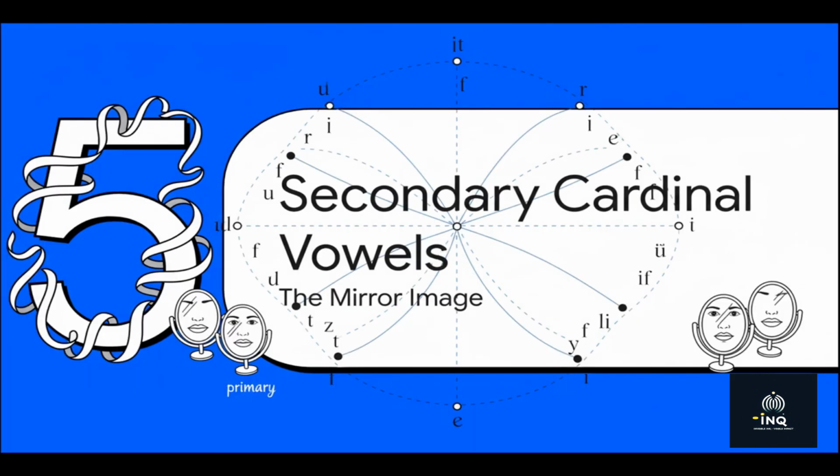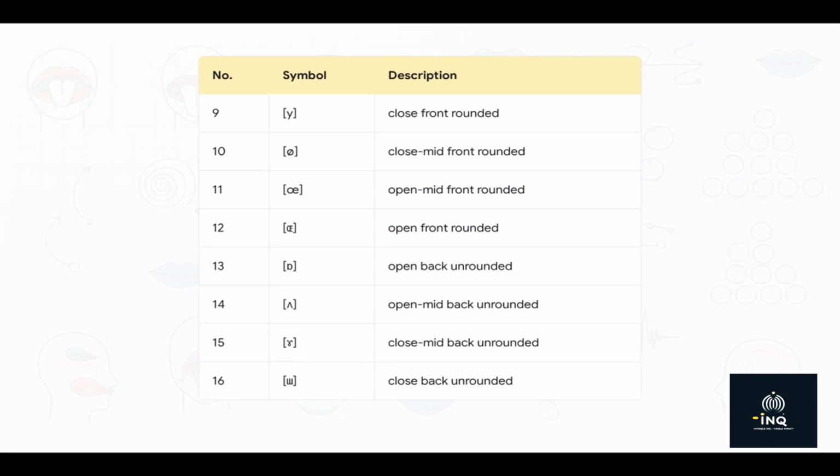But wait a minute, you might be wondering, what about the other combinations? Like, what about a high front vowel that is rounded? Well, that's where the secondary cardinal vowels come in. And the logic here is just so cool and elegant. The best way to think of it is as a mirror image of the primary set. Here are the 8 secondary vowels. Let's just look at the descriptions.